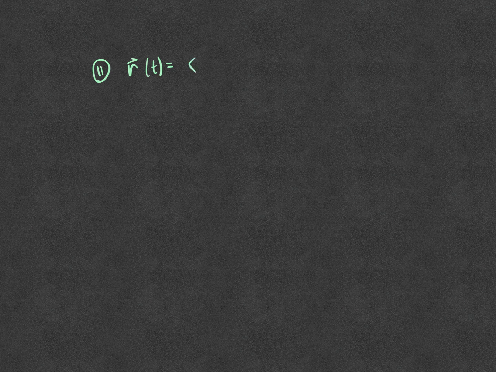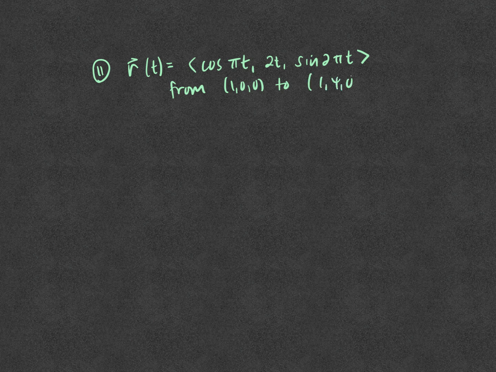So r of t equals cosine of pi t, 2t, sine of 2 pi t. And then it says from 0 to 2. So you're finding the arc length correct to 4 decimal places. So we're going to start the way we did. Let's start off with t. The fact that we have 2t means that t equals 0, and on this one t equals 2.